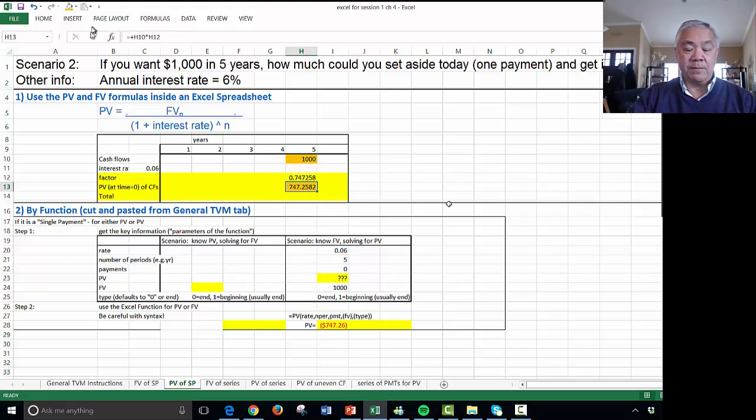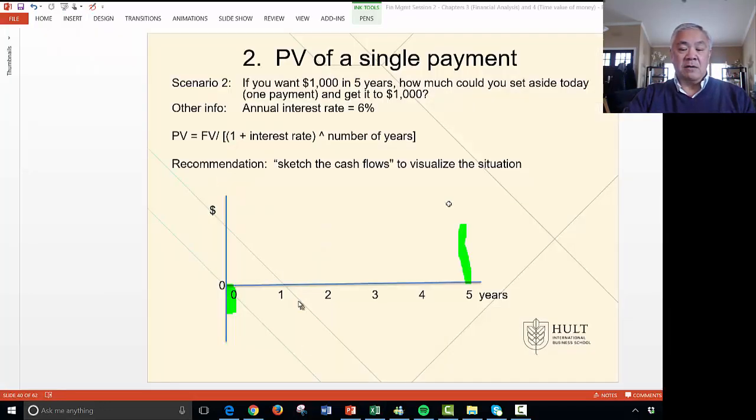So 747 through a formula is identical to 747, which is the Excel function. So either approach works. It's just a matter of your choice, and they're both, I think, reasonably easy. All right? So that is scenario number 2, where we're solving for the PV of a single payment.